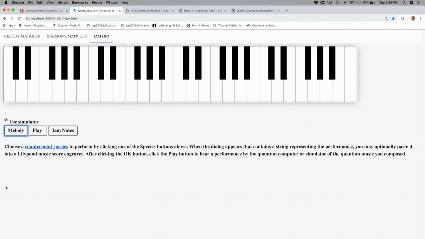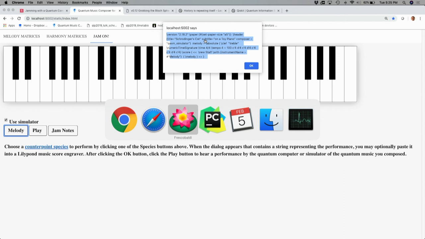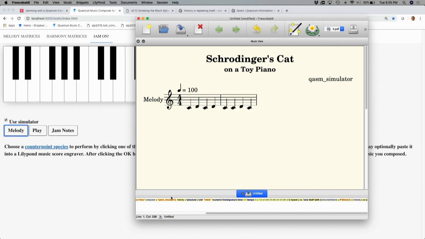And what that'll do then is go to the quantum computing simulator, and it's going to load a quantum circuit in there that represents the transition probabilities that I desired. And it came back then with a string that I can paste into some musical scoring software. There we go. So I'm going to copy that and paste it into some software, and it then shows us what it just composed.